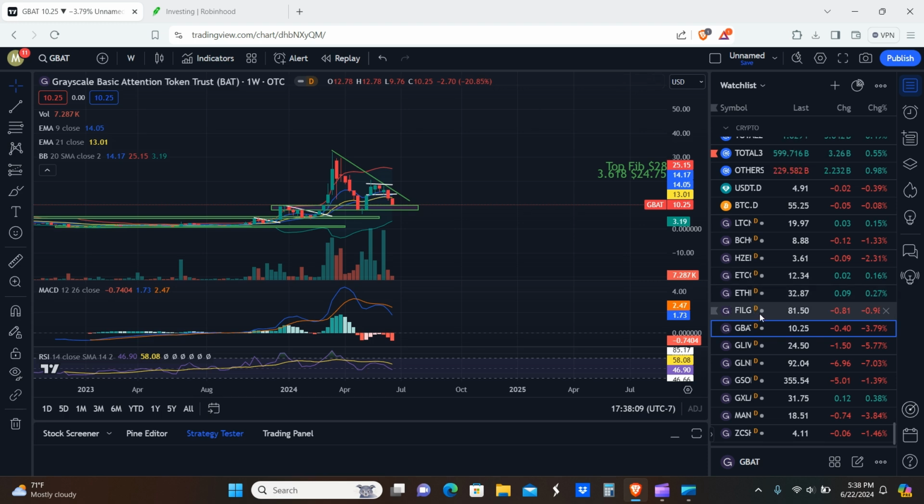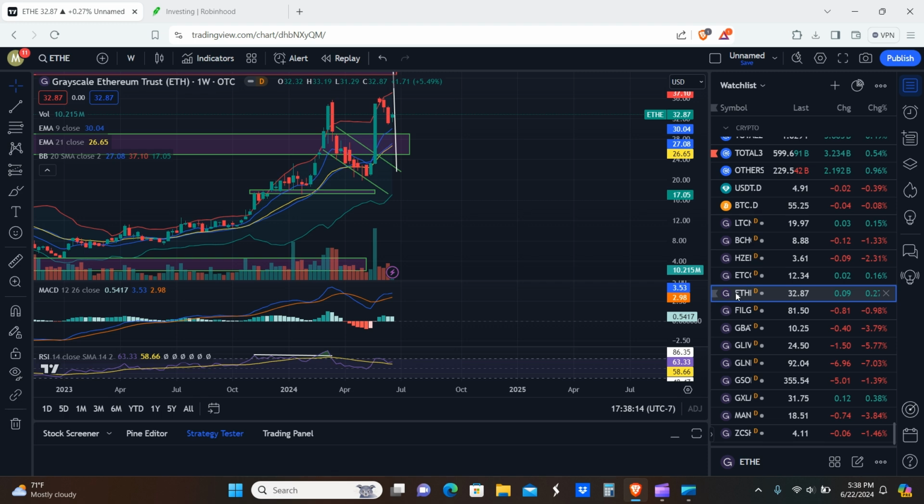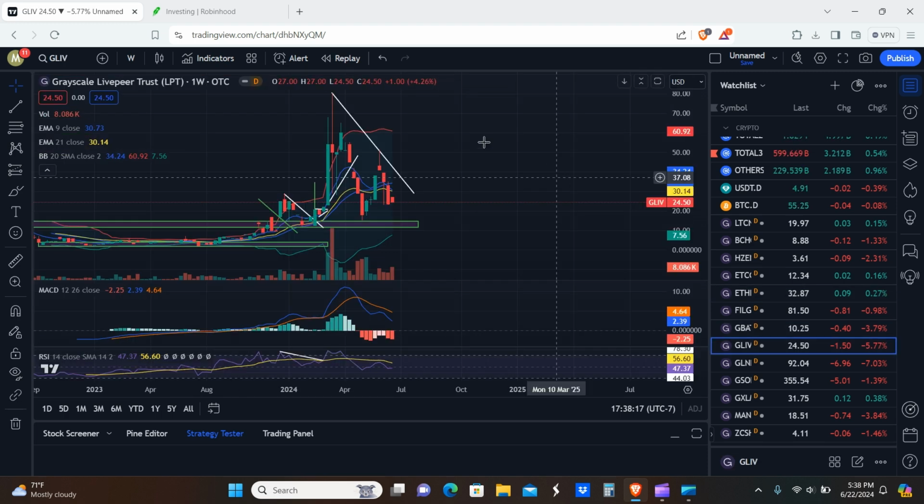Nothing noticeable here on the Bollinger Bands. I'll go back here again. Same thing with Phil G. We already went over ETH, so there's that.